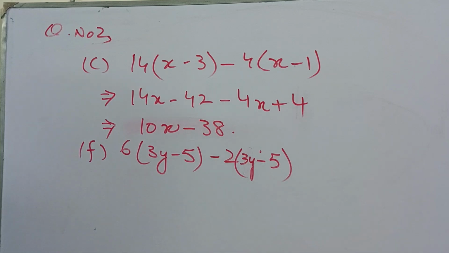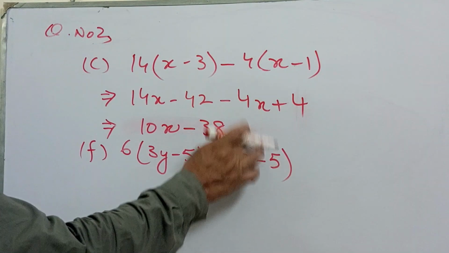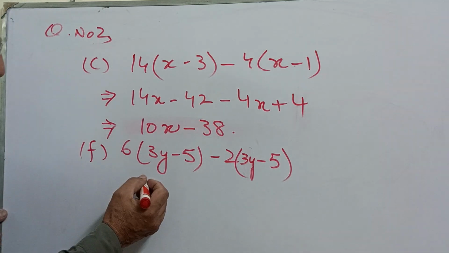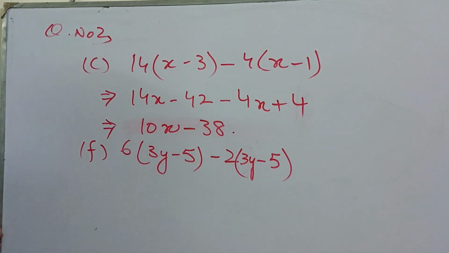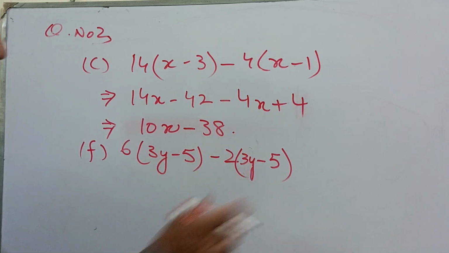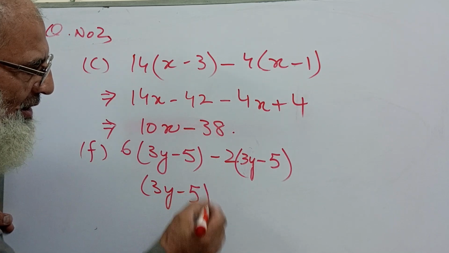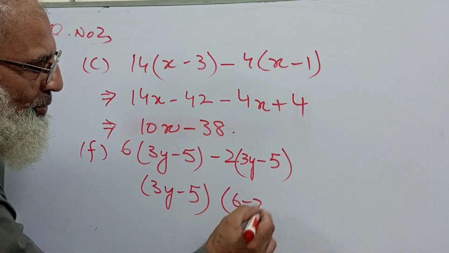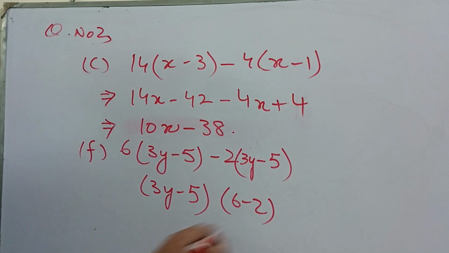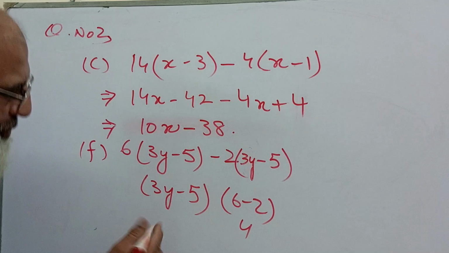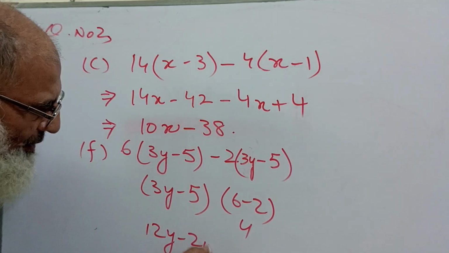So one easy method: when you see that there are two quantities which are equal, you can do it like this. Let me emphasize on can. You can do it if these quantities are the same. Then 6 minus 2 will be 4, and then you can just multiply this by 4. It will become 12y minus 20.